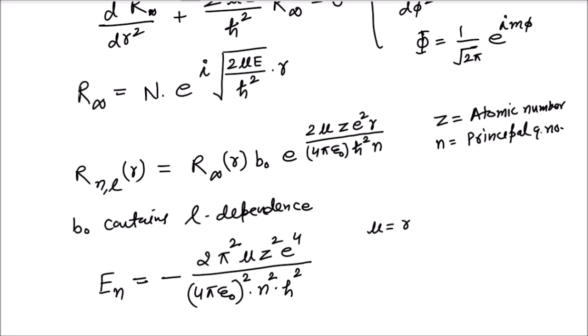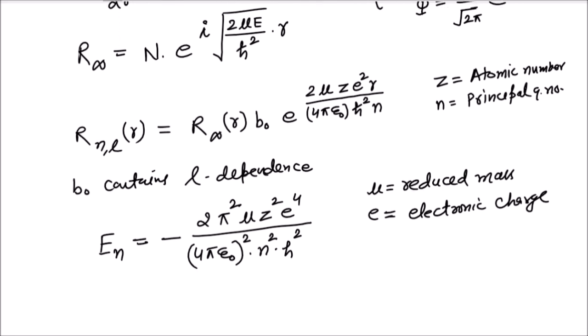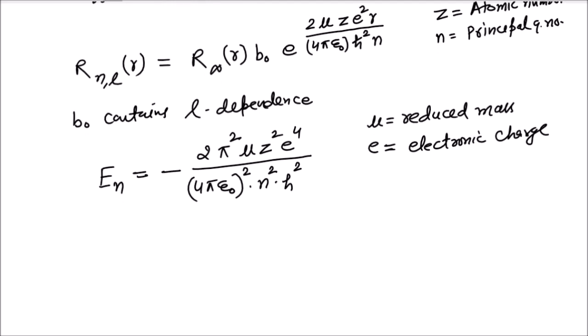Mu is the reduced mass of the system, and e is the magnitude of the electronic charge. Epsilon naught is the permittivity of free space, empty space, n is the principal quantum number, and h is Planck's constant. In this way we have the solution of all the equations, that is, the radial equation, azimuth equation, and polar equation, meaning the angular as well as radial equations.